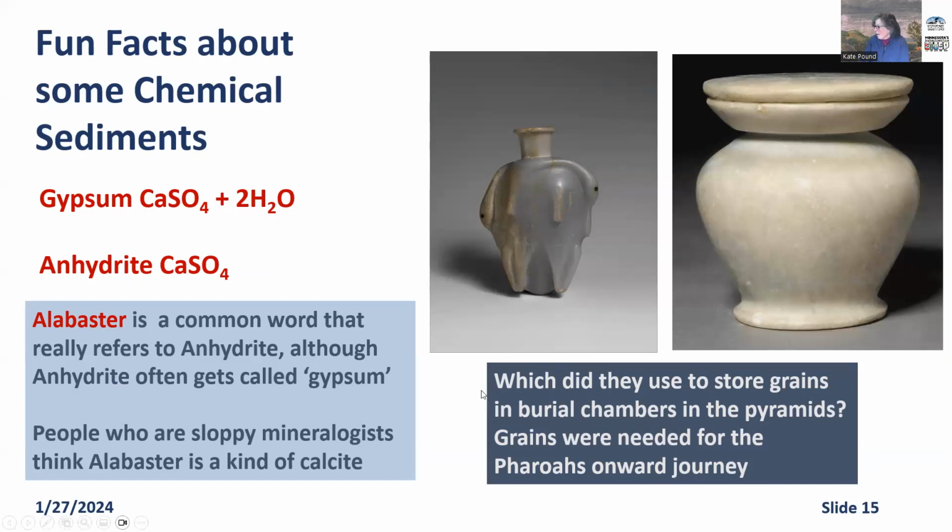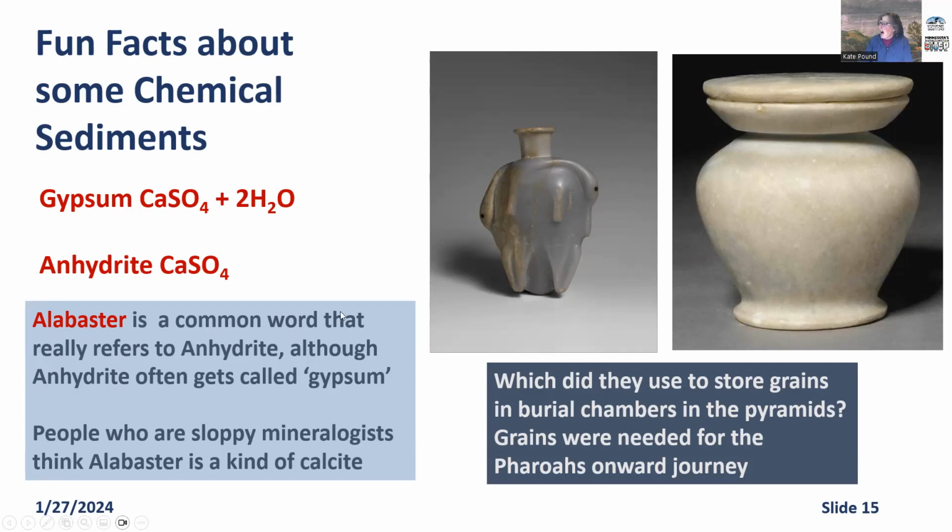I want you to think about which of these would be used to store grains in an ancient Egyptian burial chamber in the pyramids. These grains were needed for the pharaoh's onward journey. What are you thinking? Well, they will use anhydrite, and that's because gypsum has some water in the mineral structure, and that would cause the grain to start going moldy. So, anhydrite.